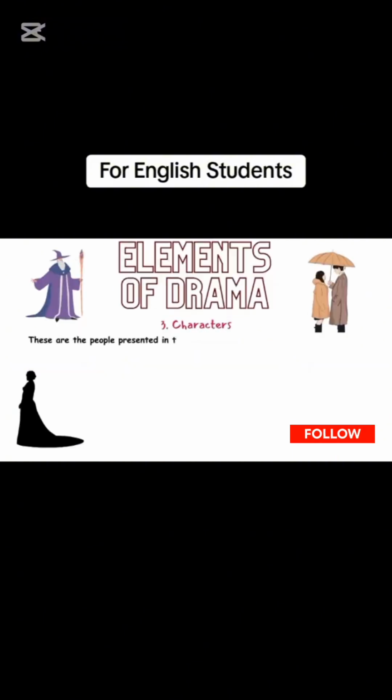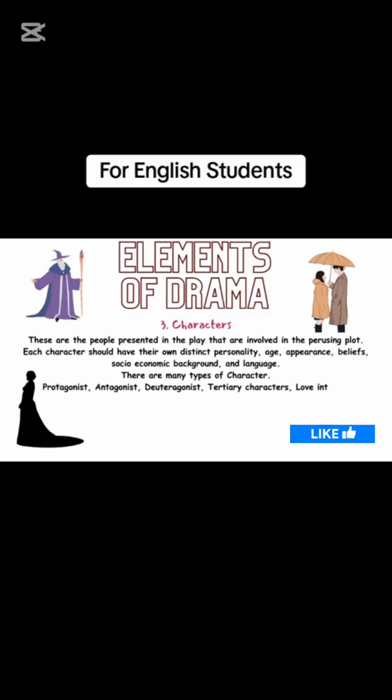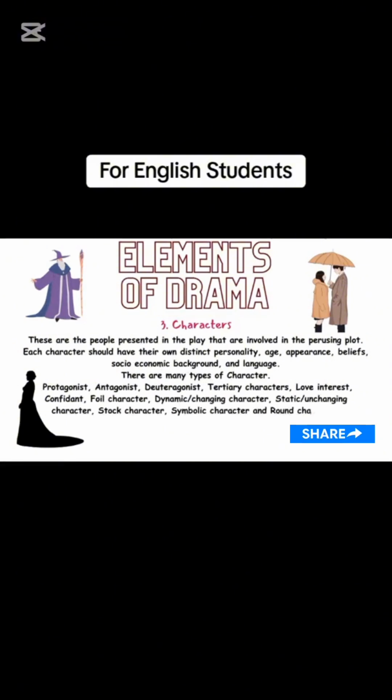3. Characters. These are the people presented in the play that are involved in the pursuing plot. Each character should have their own distinct personality, age, appearance, beliefs, socio-economic background, and language. There are many types of character: protagonist, antagonist, deuteragonist, tertiary characters, love interest, confidant, foil character, dynamic, changing character, static, unchanging character, stock character, symbolic character, and round character.